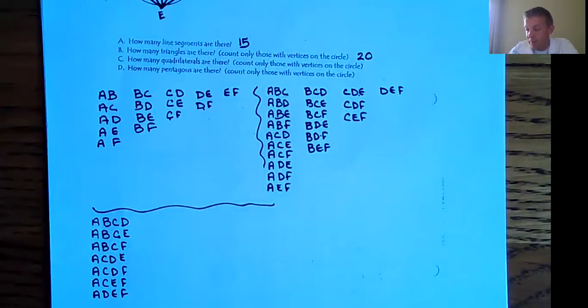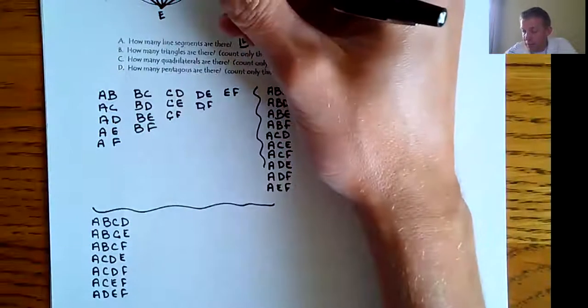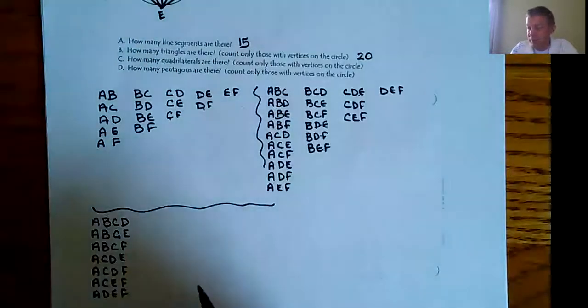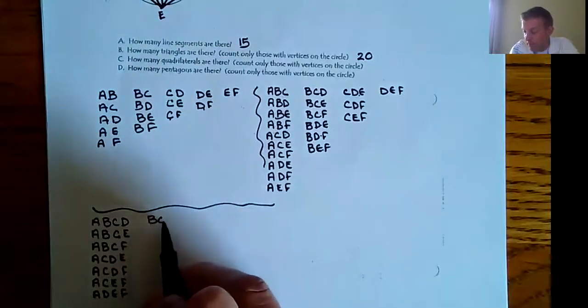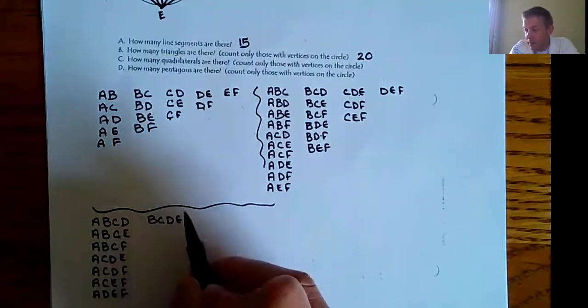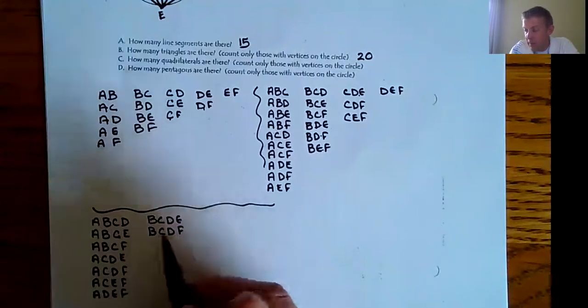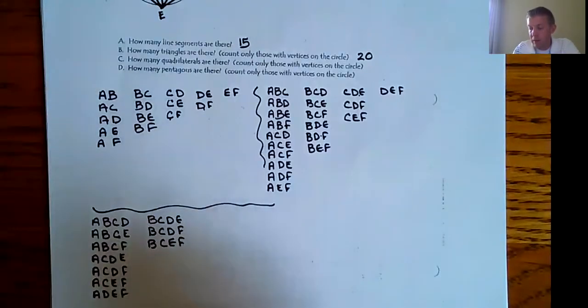Did I get them all? A, C, D, E. Okay, we'll come back. I think I got them all. Is that everything that starts with an A then? I think that might be. We'll come back if I missed some. Now let's start with the B's. B, C, D, E. B, C, D, F. B, C, E, F. And I think that's it. Okay. I feel like I might be missing some.